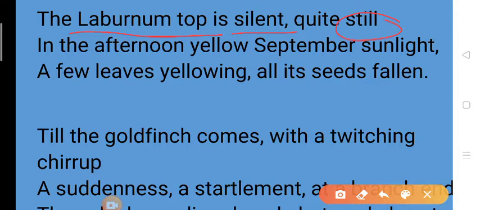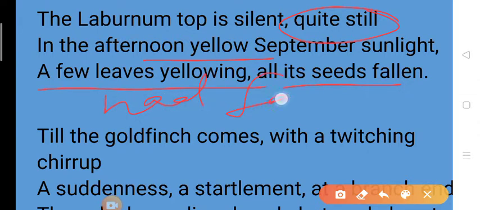In the month of September, in the afternoon, the poet describes the laburnum tree, that all its leaves have become yellow. The tree's top is still and silent. It is autumn season, and all the seeds of the tree had fallen.